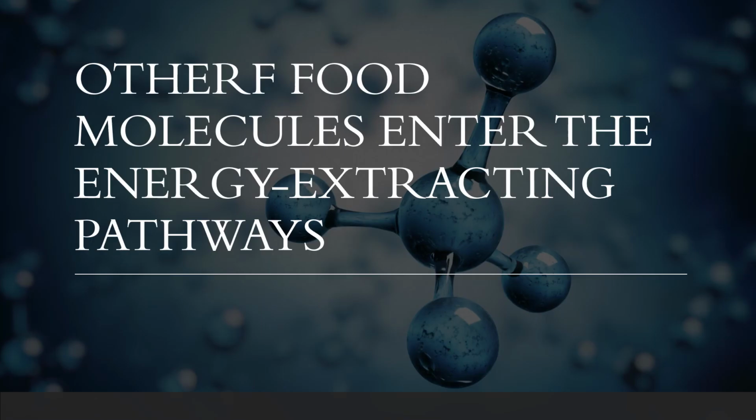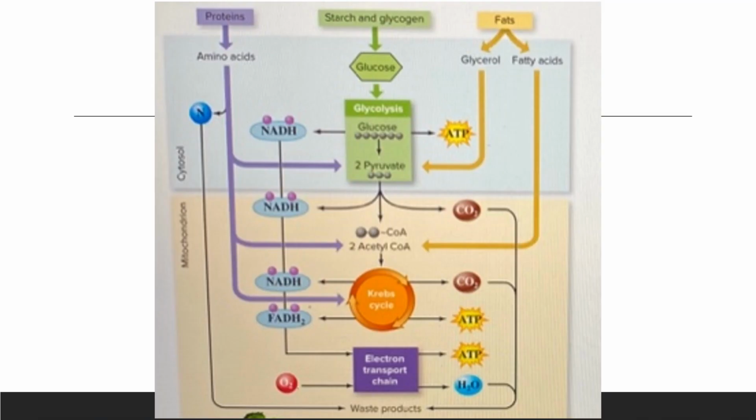Okay, so far we have focused on the complete oxidation of glucose, but food also includes starch, proteins, and lipids that contribute calories to the diet. These molecules also enter energy pathways as you can see here in the picture. So basically, we do not only get energy from glucose, we also get energy from other food molecules such as proteins, starch and glycogen, and also fats.